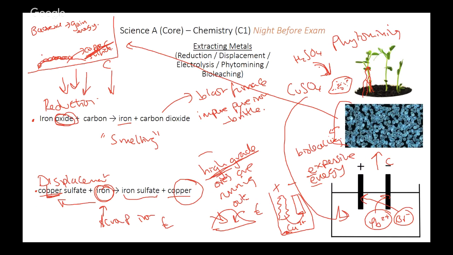And what you'll get is the bacteria then creating a solution called leachate. And all you need to know is then you can extract the copper from the leachate. So not as much detail as you need to know for phytomining. Just know that bioleaching is to do with bacteria growing on a low-grade copper ore and producing a leachate, which is like a solution containing the copper, which you can then extract it from.